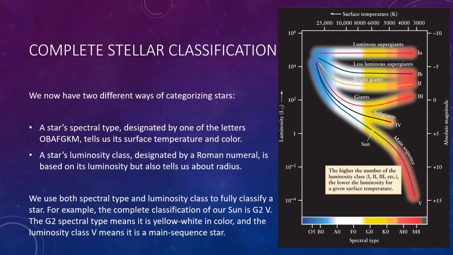G2 is the spectral type, which means that it's yellowish white in color. So here we are, here's our sun. It's a spectral type G2, it's yellowish white in color. And the luminosity class, here it is, it's along the V class, means that it is a main sequence star in that it's fusing hydrogen into helium in its core. So it also tells us about that. So that is our complete classification, not just G2, not just V, but G2V.